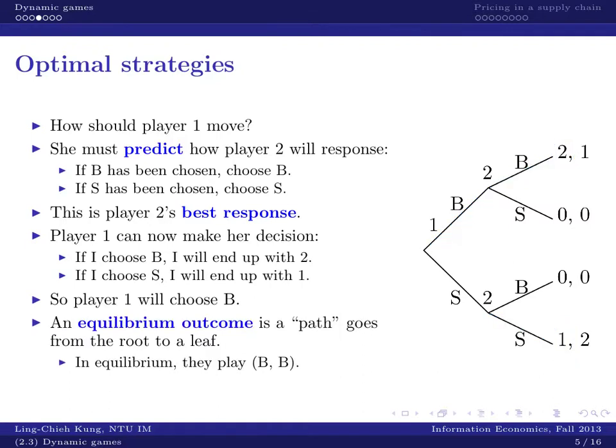We say an equilibrium outcome is a path going from the root to a leaf. As we mentioned, the possible actions they may choose are highlighted with those thick blue lines, and an equilibrium outcome is a path going from the root to the leaf. In this case, the only possible outcome is for both of them to play B and B. If player 1 is the first mover, then the result will be unique. There is only one possibility, that is they will go to a symphony of Bach. Okay?